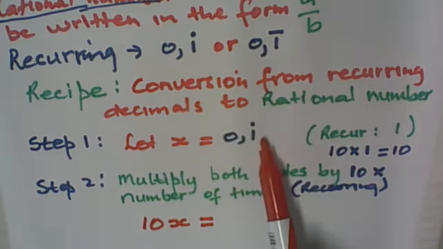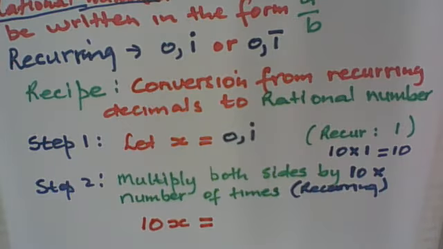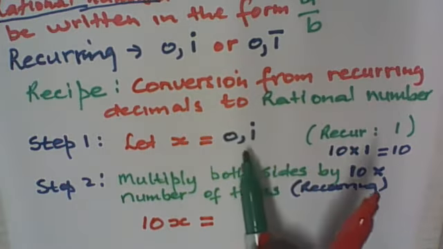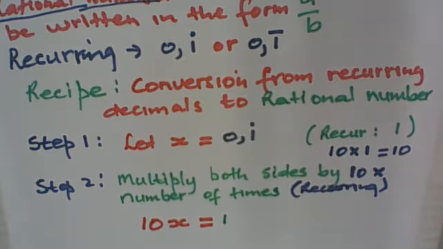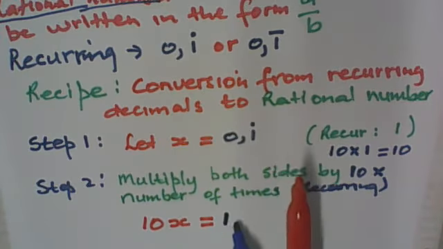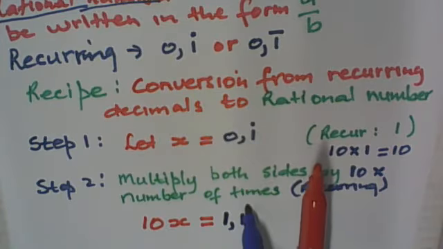Remember, we still have another one there. That will be 1, comma. If you multiply this by that, then it will be 1, comma 1 recurring.